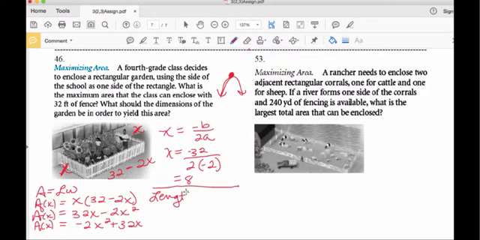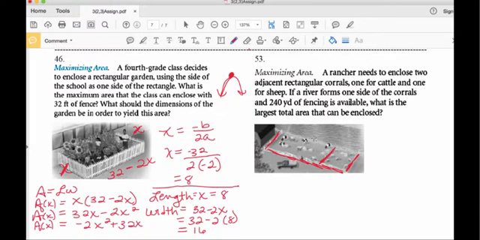So our length is just that first x value. And then our width is going to be 32 minus 2 times x, which is 32 minus 2 times 8. And 32 minus 16 is going to be 16. So the dimensions are going to be 8 by 16. This problem here we've done before, but not with -b/2a. We've done it with the graphing calculator and our max-min feature, actually our max feature.